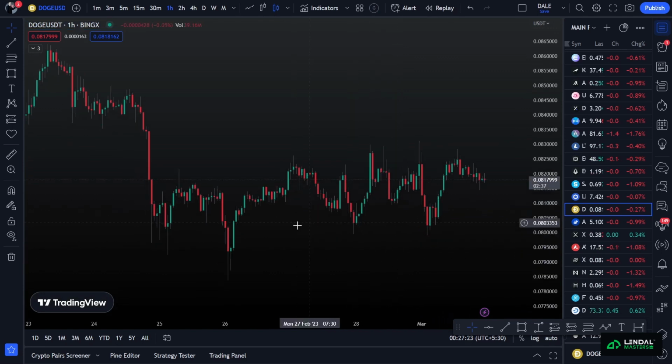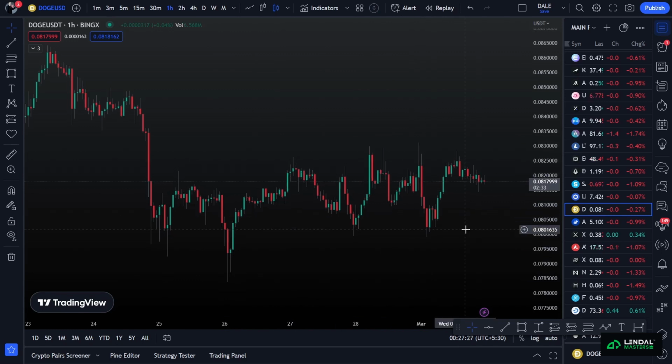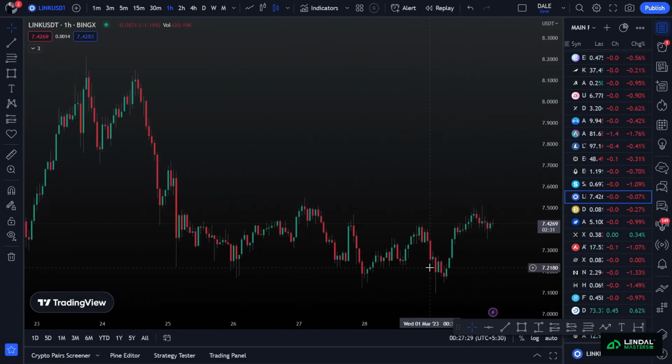So that's how you enter a proper, high quality price action. And this one is also whack, Doge. Look at the price action. Wicks have been pulled out everywhere. Yeah, this one is pretty good.